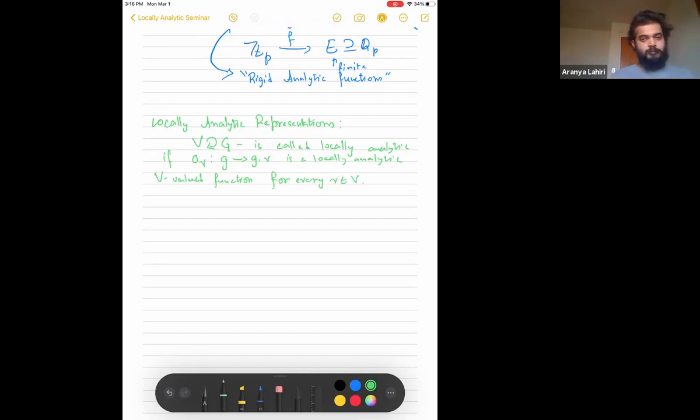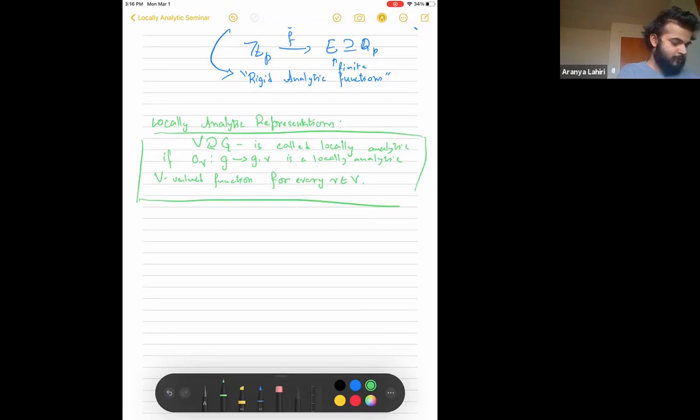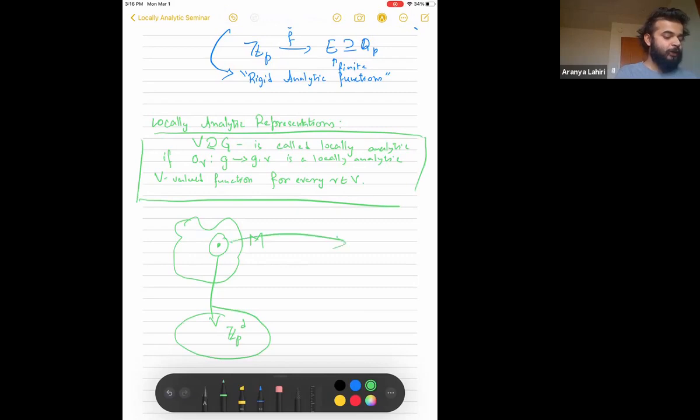Okay. Does this definition make sense? Yes. So for example, what do you mean by a V-valued locally analytic function? Well, remember that, let's say you have a p-adic manifold, whatever that is. That means that around every point there is a neighborhood and a chart which goes to ZP to the D, and you have a function F that's going to V, right? You call this a locally analytic V-valued function if this map is actually a locally analytic V-valued function.